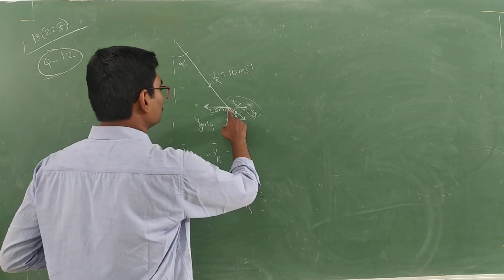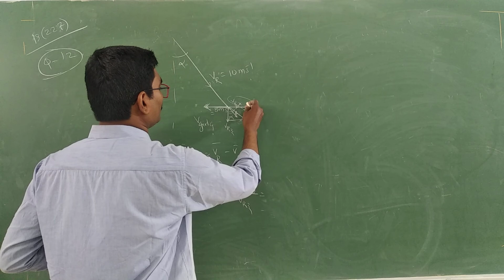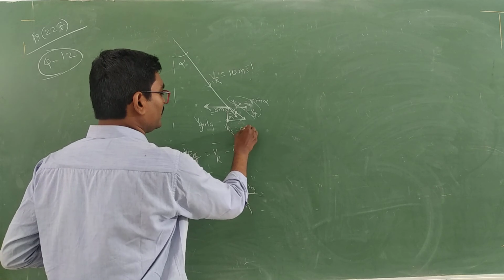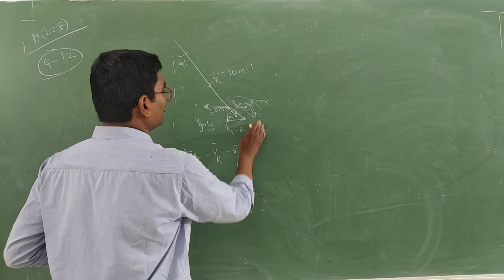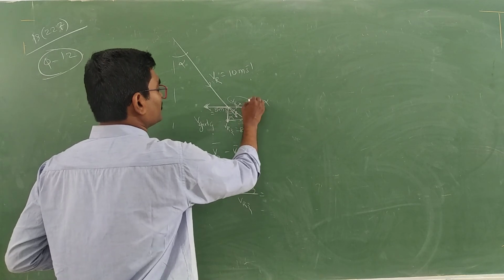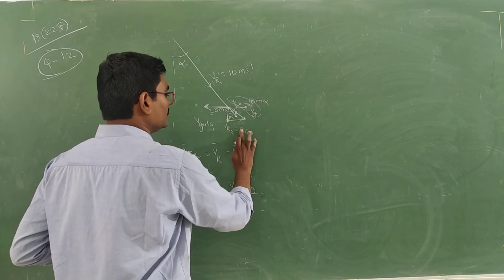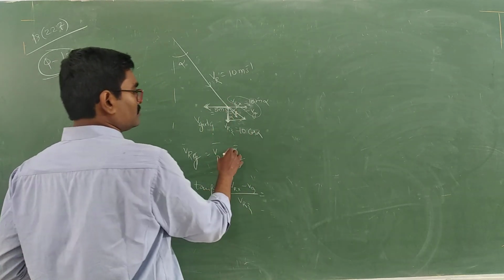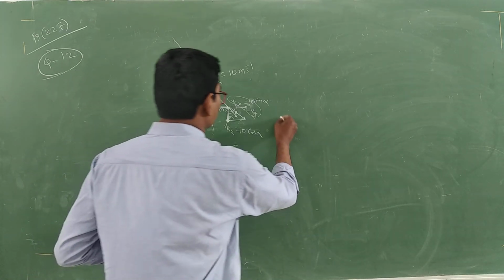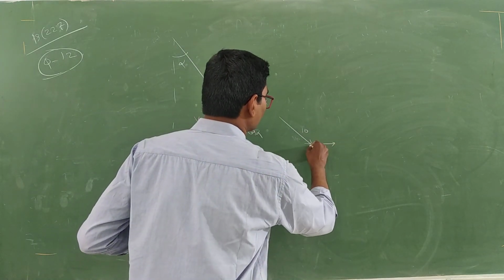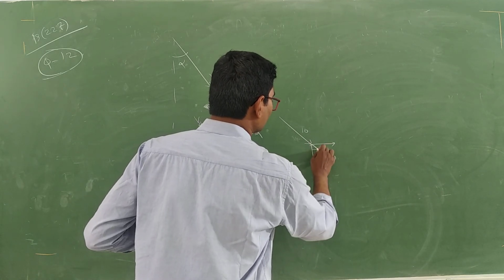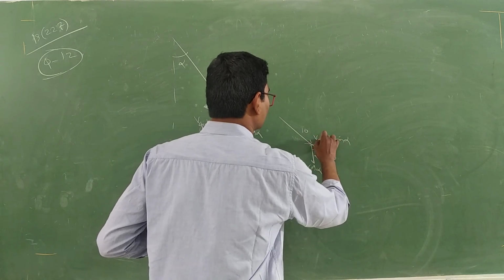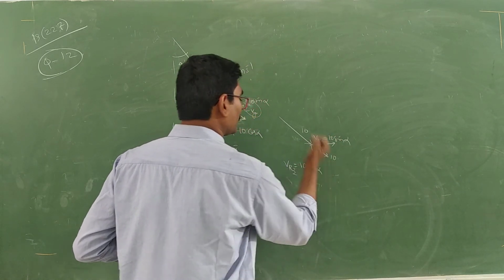What is Vrx? It is Vr sin alpha. Vr is 10, so 10 sin alpha, and Vrz is 10 cos alpha. Correct? Clear? Any doubt? See here, this is 10, resolved into two components. This is alpha. This is 10 sin alpha and this is 10 cos alpha. 10 sin alpha is Vrx, and Vrz is 10 cos alpha.